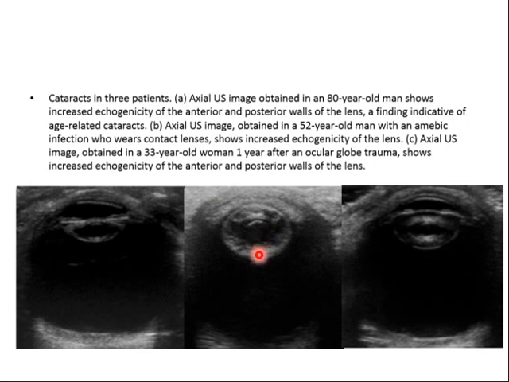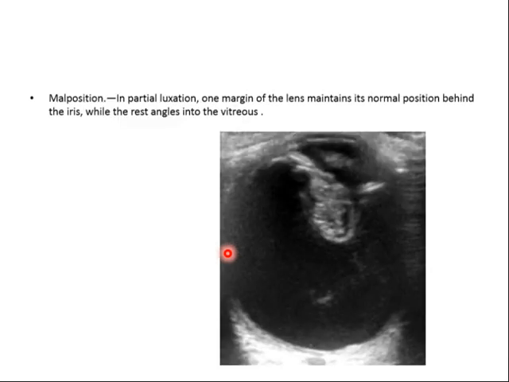Okay, so it's either increased echogenicity of the anterior and posterior walls, yes, increased thickness, or what else? Increased echogenicity or intralenticular echoes. Yes, good. It will be thickened and more oval in shape. Those are the 3 features of cataract. Good.